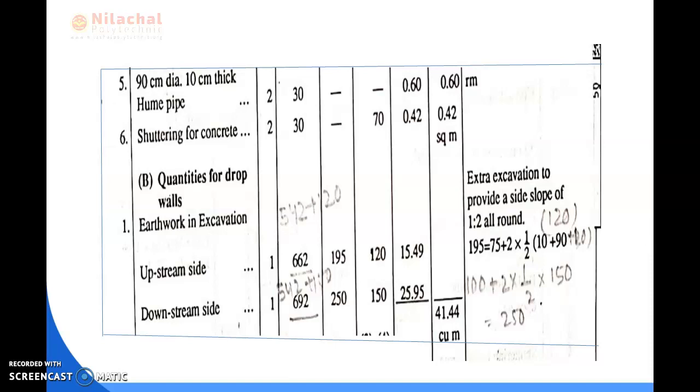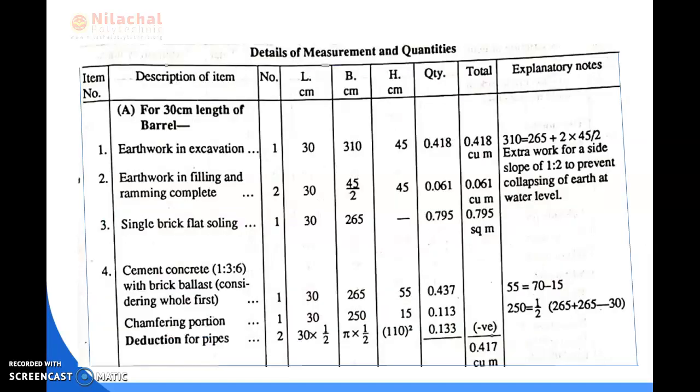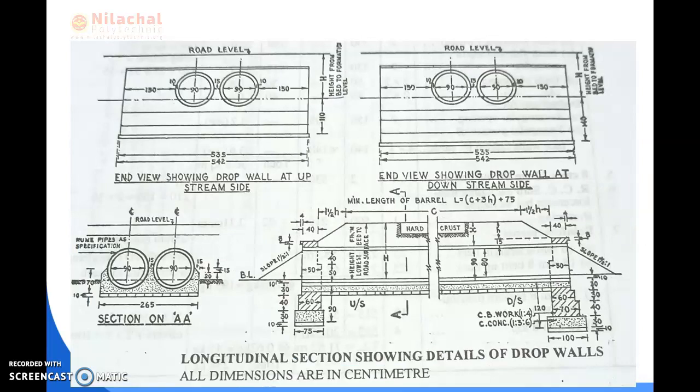First of all, consider the length part. We know the side slope is added, on both sides. So for the upstream side, the vertical distance is how much? 120. The horizontal distance is how much? 120 by 2 for one side, and for the other side also 120 by 2.